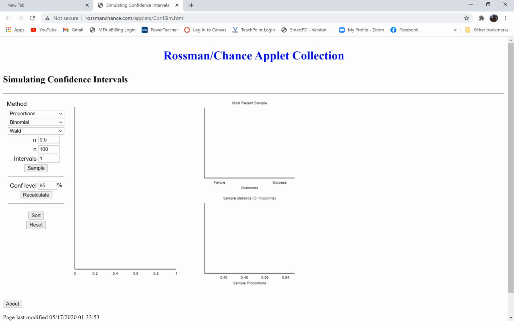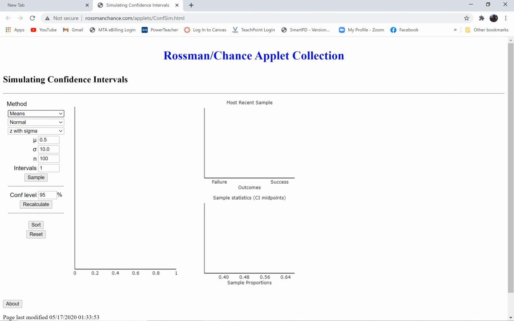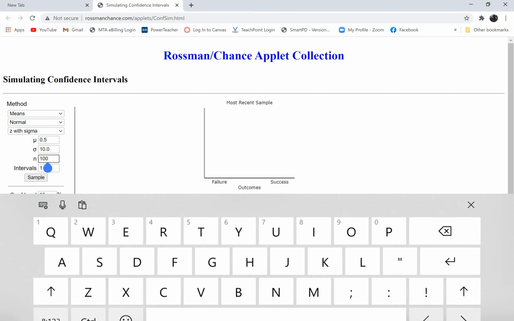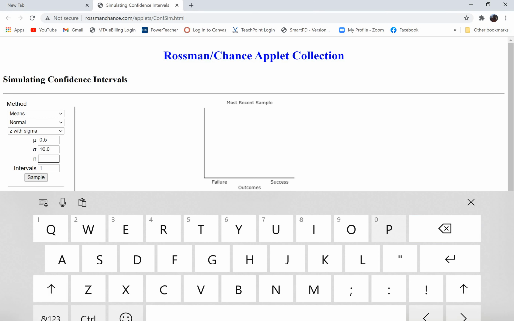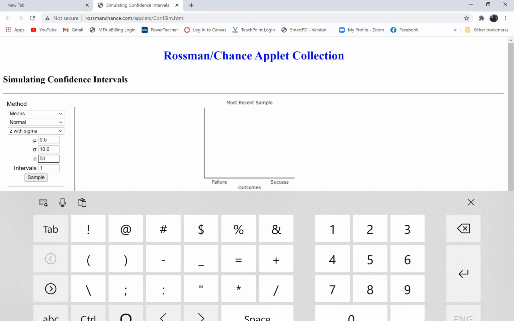with this applet here. So here we have something that will make a bunch of confidence intervals. So we're going to go to means, Z with sigma. We're doing a Z interval because that's only used when you know the population standard deviation. So that's what we are doing right now. And then you could change what the population is. It's not going to matter since our sample size is 50. Our sigma was 15. That's the population sigma, not the sampling distribution sigma.